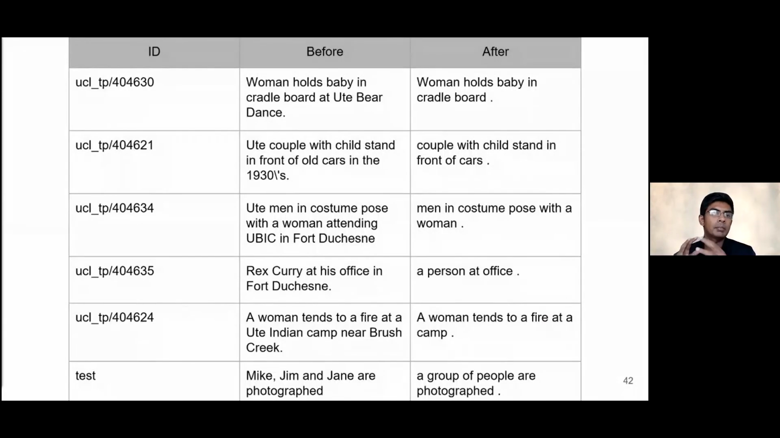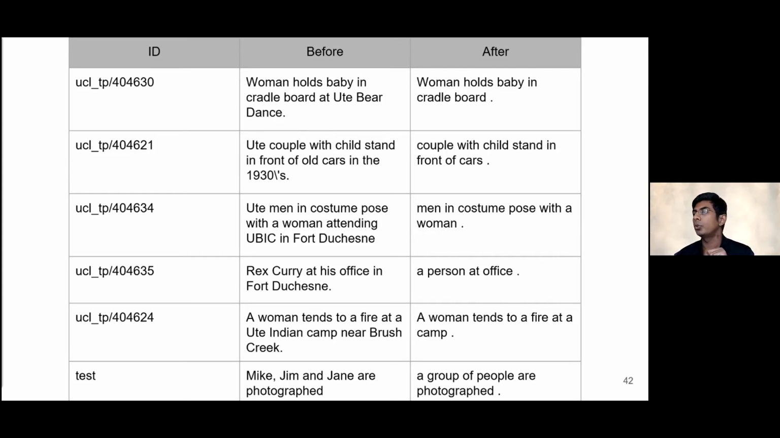And here are some examples. In this one, the first column is just the ID, and in the before column, we have the metadata that's already associated with the image. And after processing, we have the second set of metadata, or the caption. So woman holds baby in cradle board at youth bear dance. In that one, we reduced it to woman holds baby in cradle board.